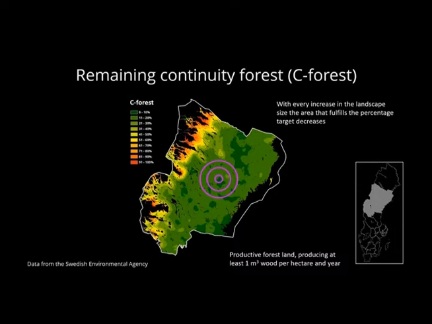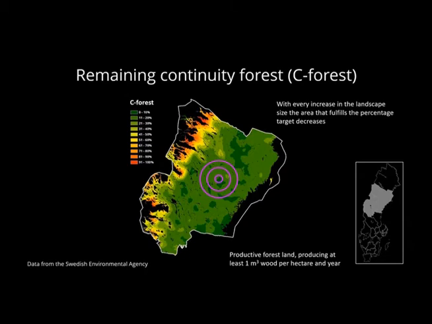If we want to make this landscape bigger, the problem we get is that the percentage of continuity forest decreases, because the continuity forest is not evenly dispersed over this area. It is actually clustered. So when you increase the size of your unit, most of the unit will fall outside your cluster, and then you will get a very low percentage. And then you will obviously also get lower percentages along the mountain range in the west.